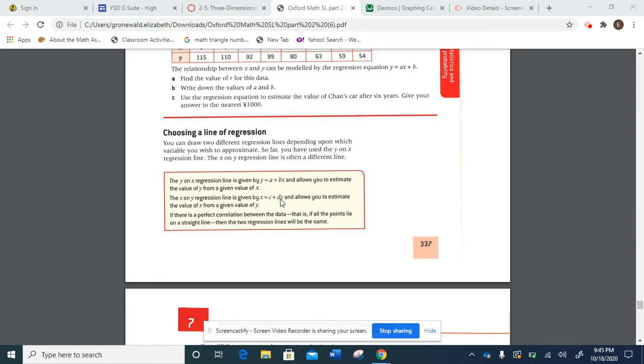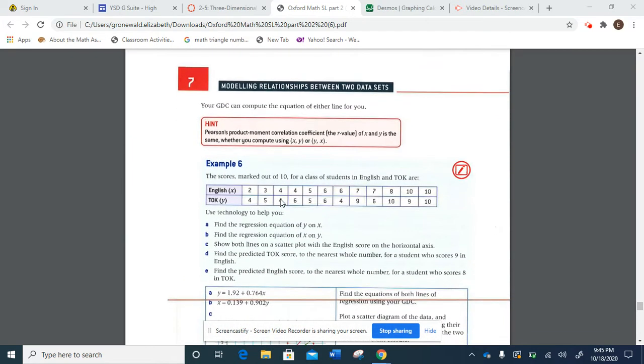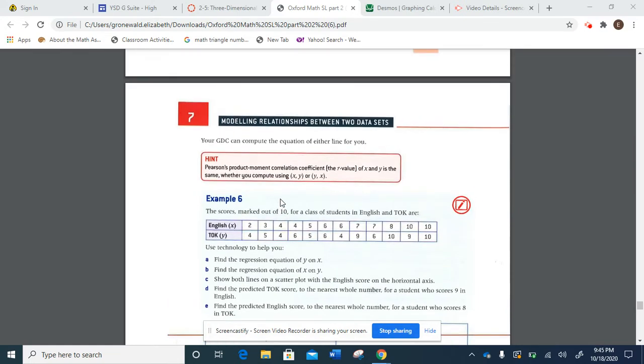Okay, so in our next example 6, we have two scores marked out of 10 for a class of students in English and TOK. So we have two different data sets that are independent of one another, but they have the same students. So what you can do is use one graph for the two sets of data. We're going to do a regression line for each of the sets of data, depending on which one we're focusing on.